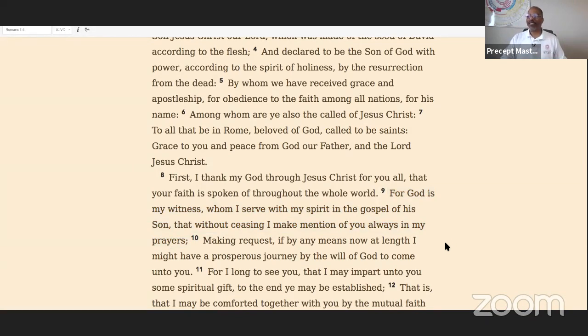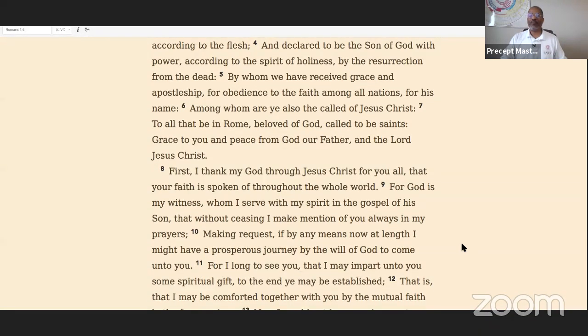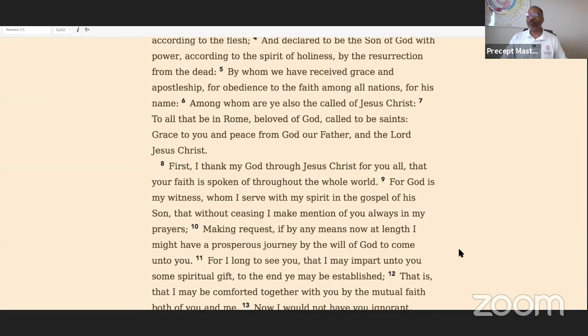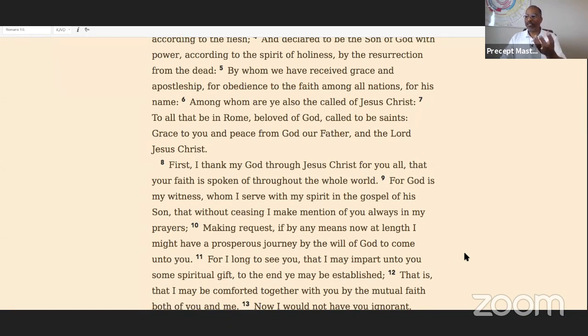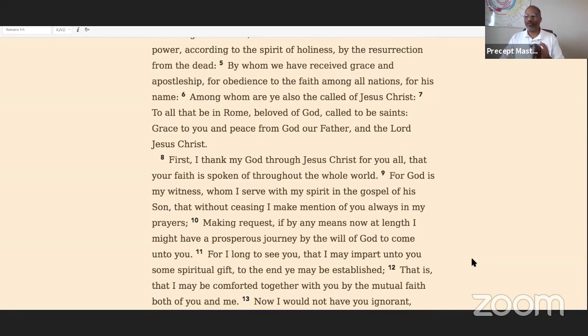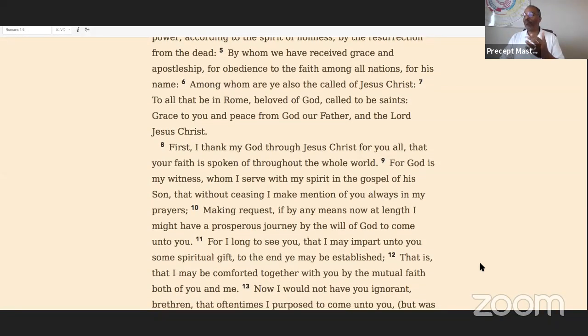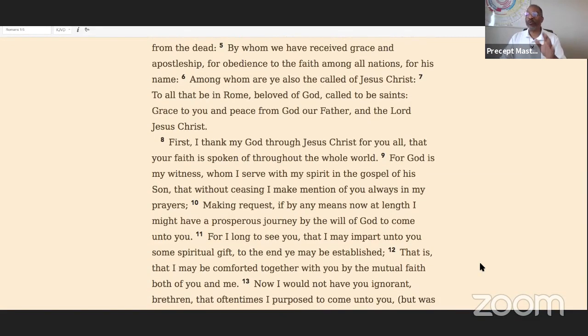And without ceasing, I make mention of you always in my prayers, making requests if by any means now at length I might have a prosperous journey by the will of God to come unto you. For I long to see you, that I may impart unto you some spiritual gifts.